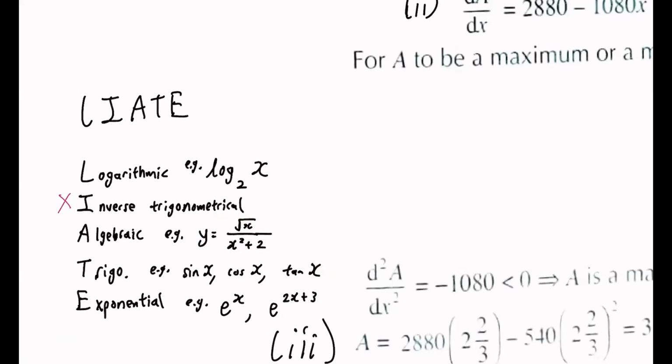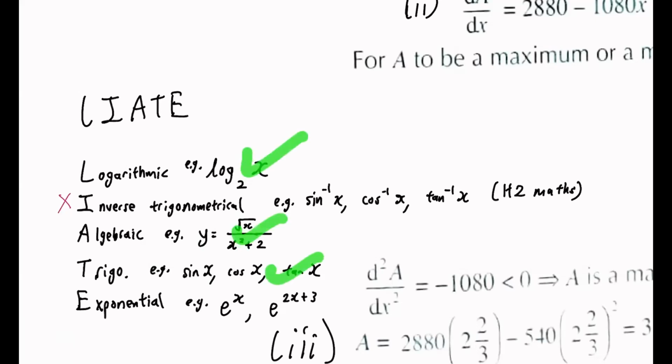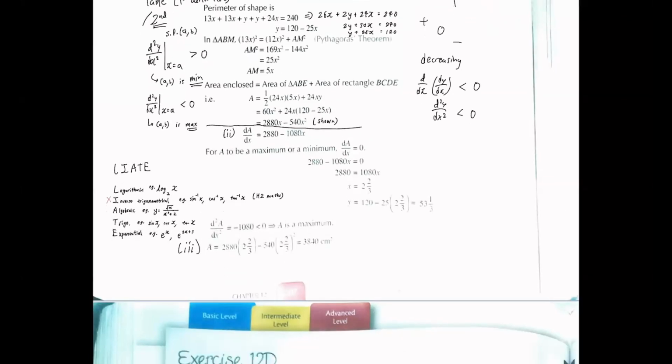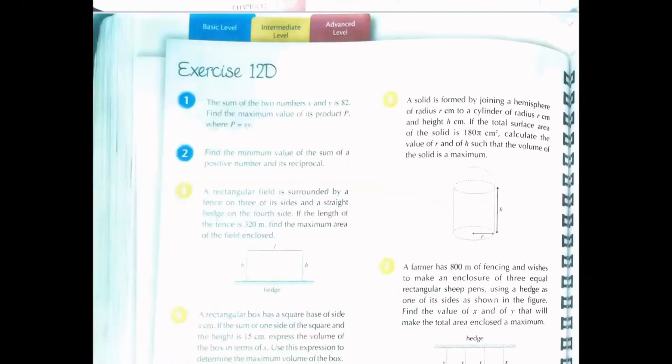Okay, so one more thing is inverse trigonometrical functions. It's referring to sine inverse x, cosine inverse x, and tangent inverse x. These functions you can differentiate them, but that's for H2 max. Okay, this is for H2 max, so I will not go through. I'll just focus on the first four later. Back to this topic. Let's just go through some of the questions for practice.